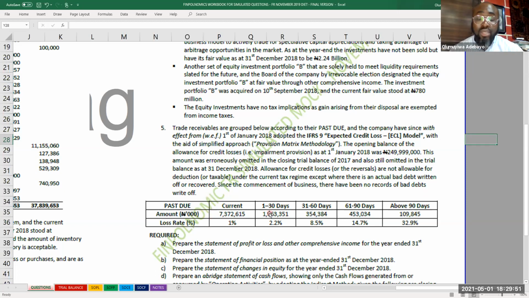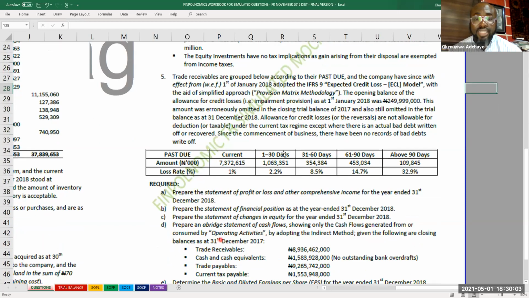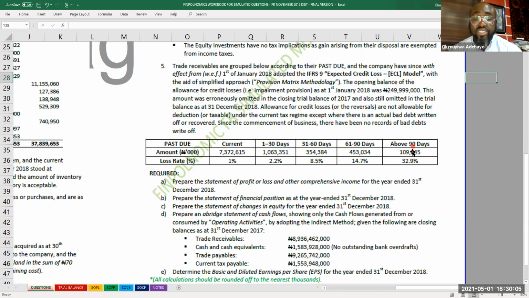Okay. So now the question is, if we have any impairment loss for the year, which we have not yet ascertained, or impairment gain for the year, such will not be considered for tax purposes. Okay, now we are given this information about past due. Who can tell me what we are to do with this information?